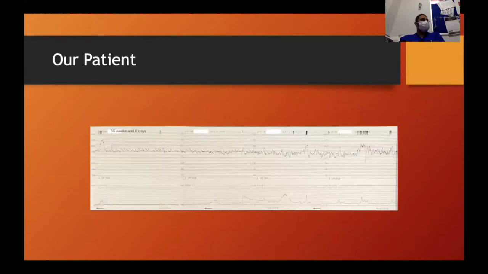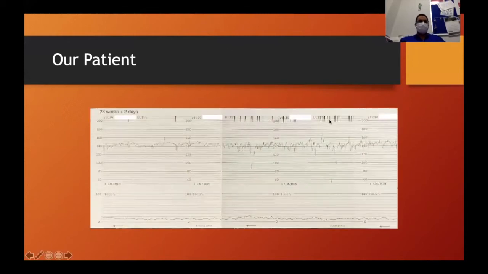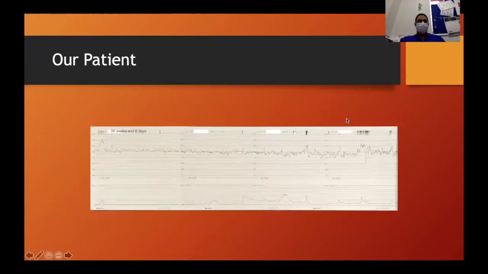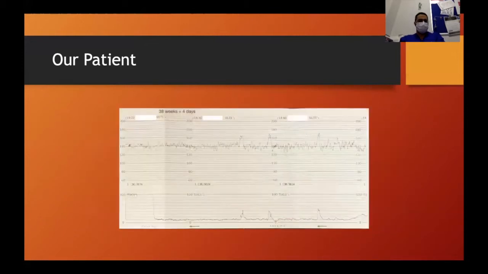This is at 36 plus 6. She again presented with reduced fetal movements on that date. Obviously, you can see that towards the end, on both traces, the baby wakes up and it's happy and active. She also had a growth scan at 36 weeks, which said that baby's growth was perfectly fine.